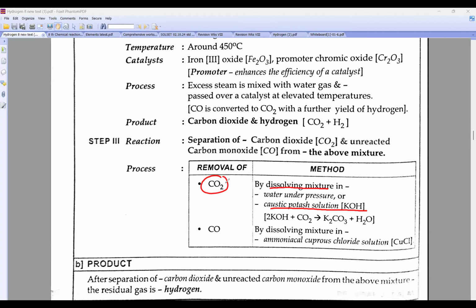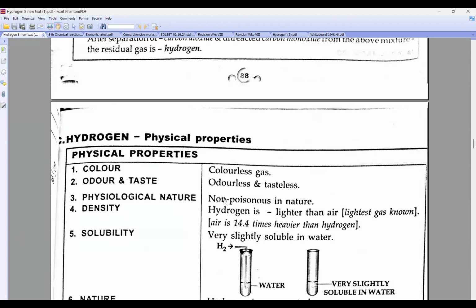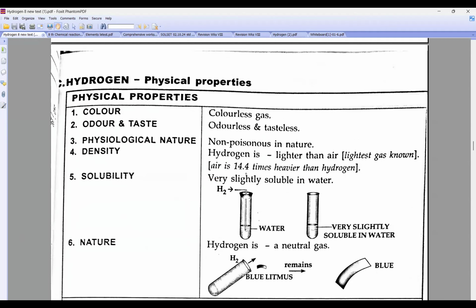Please read carefully. In the last exam, most of you wrote this for carbon dioxide and this for carbon monoxide. Carbon dioxide: by dissolving the mixture under pressure in caustic potash solution. Carbon monoxide: by dissolving the mixture into ammoniacal cuprous chloride solution. Clear? So this was all about preparation of hydrogen.